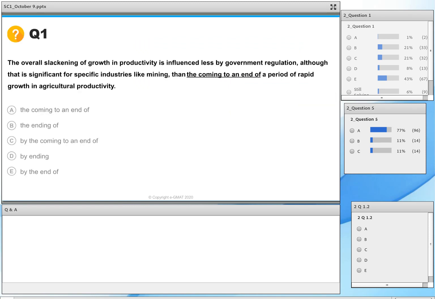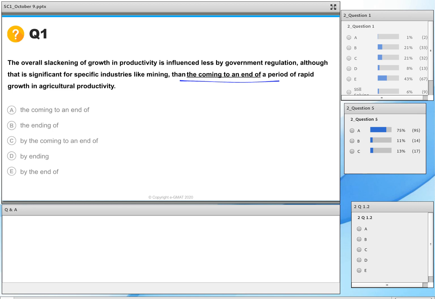Right. So now solve this question with the understanding of the meaning of this phrase, the coming to an end of period. If you were given another chance to attempt this question after understanding the intended meaning of the sentence, then which answer choice would you pick?